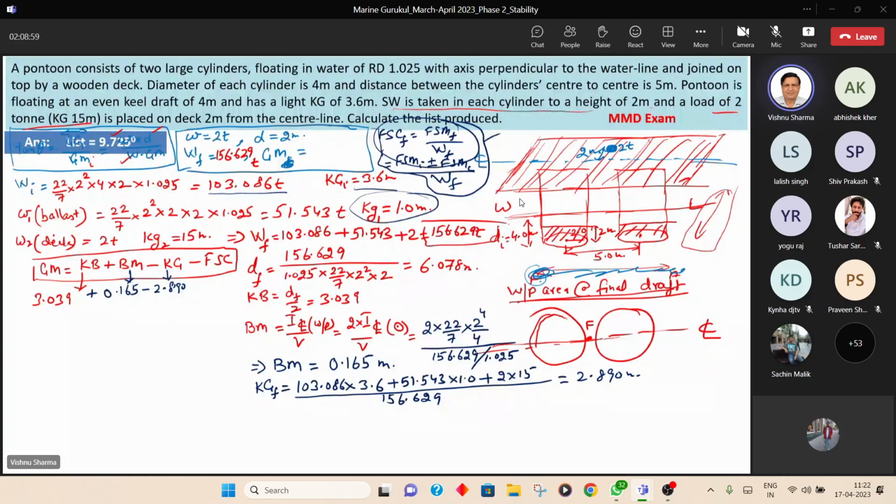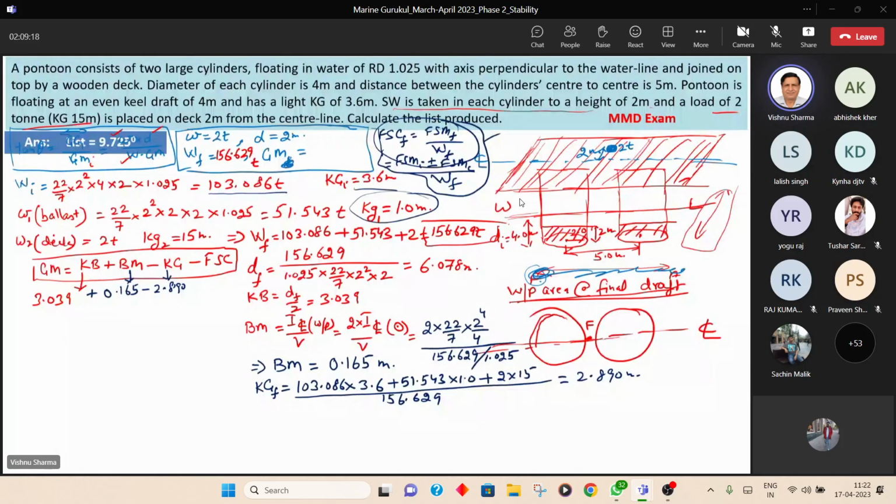Can you read the question and tell me if any FSM, FSC is given? No, sir, not given, because light ship is there already. Okay, light ship, but okay, fine. But there is also nothing in the question, right? Which takes it to 0.